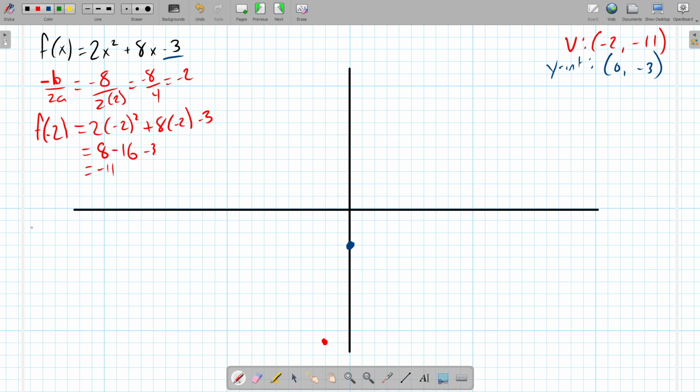So x is equal to negative b, so negative 8, plus or minus the square root of b squared, so 8 squared, minus 4ac, so minus 4 times 2 times negative 3, all over 2a, or 2 times 2. So we get negative 8 plus or minus the square root of 64. Negative 4 times positive 2 is negative 8, and negative 8 times negative 3 gives me positive 24.